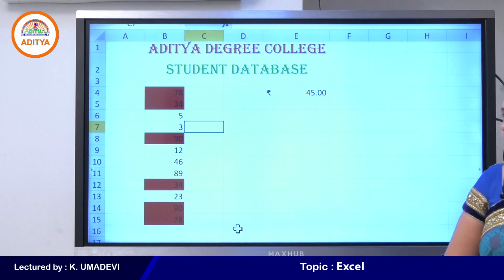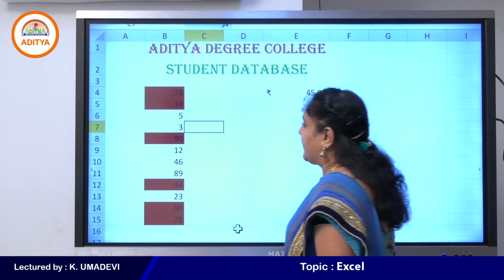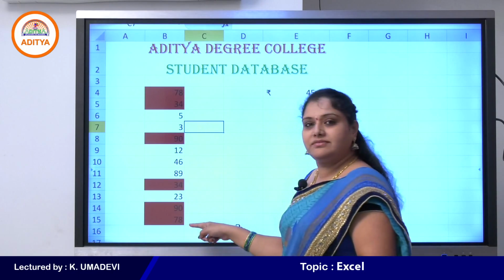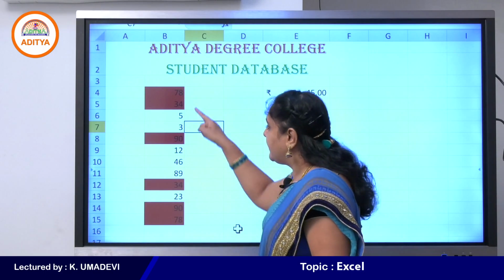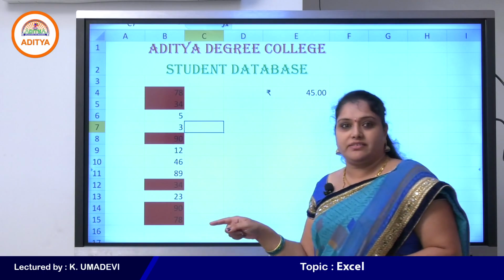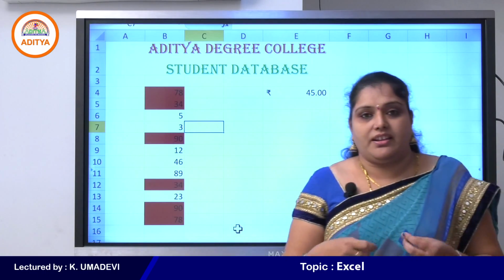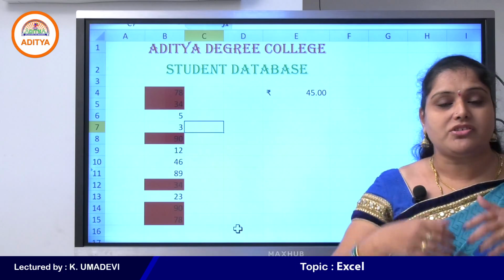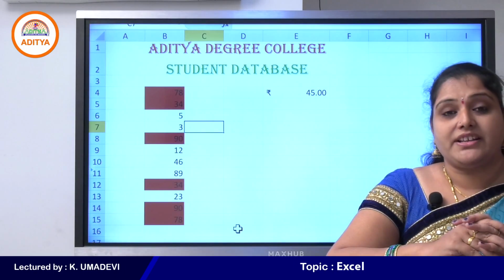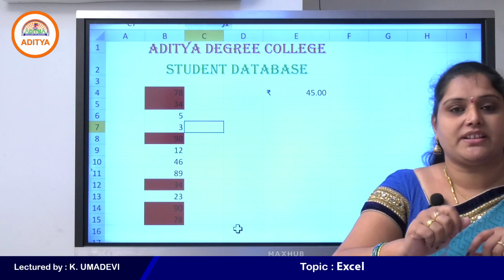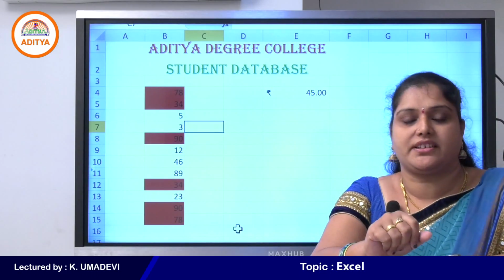Just observe the sheet, students. Here the duplicate values are 78. Yes, 78 is repeated, 34 and 90, right? So like this we can easily find out the duplicate values on our sheets. So that is the importance of conditional formatting. That's why this is one of the best features in Excel.